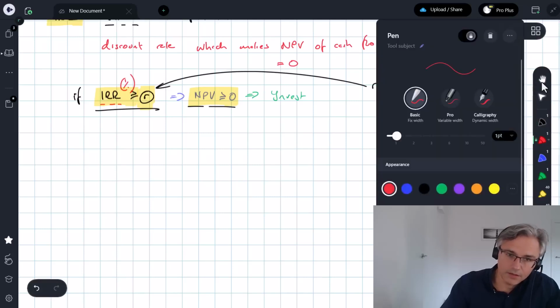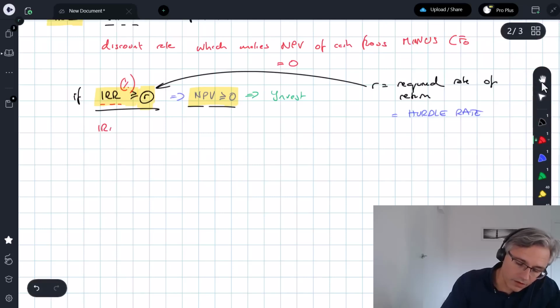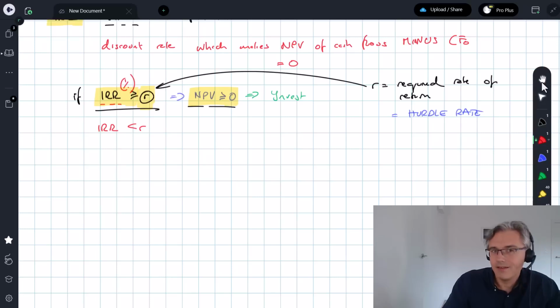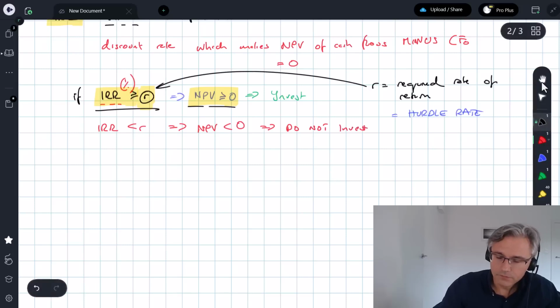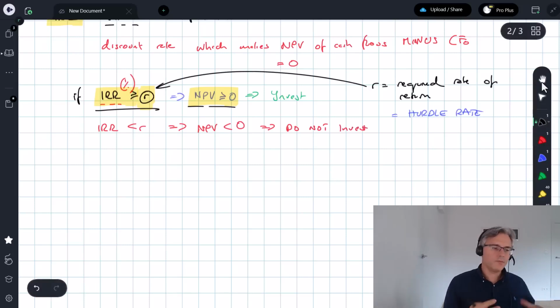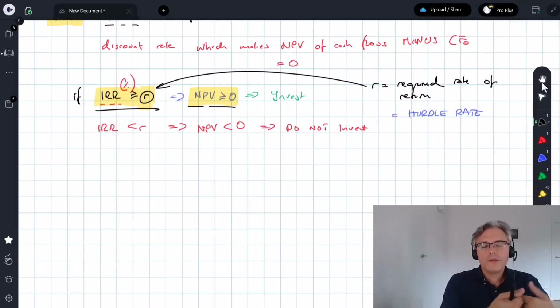On the other hand, if you've got IRR that is less than the required rate of return, and simultaneously your NPV will be lower than 0, and you know what to do then. Do not invest.